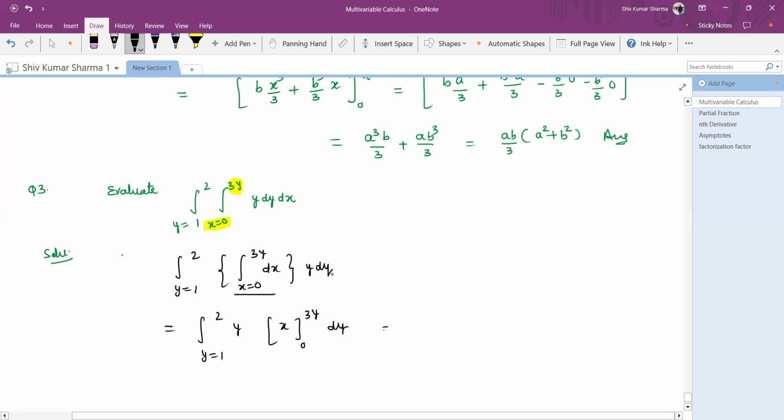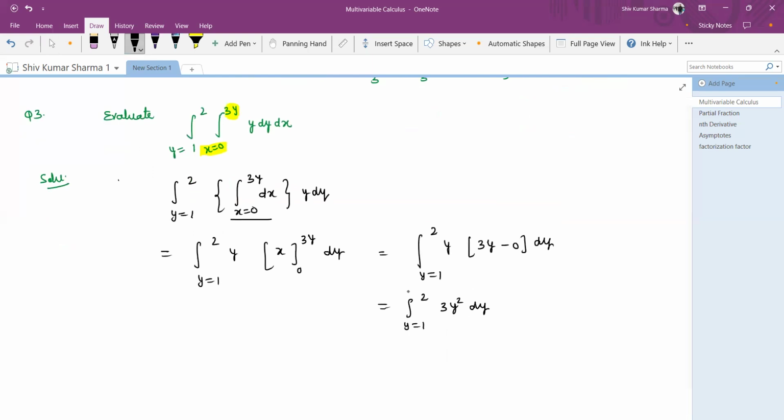So when we use the limit, this gives us y equal to 1 to 2, and we write down the upper limit 3y minus 0, into dy. So this gives us the integral from y equal to 1 to 2 of 3y square dy. When we integrate this, we get 3y cube upon 3, with limits 1 to 2.